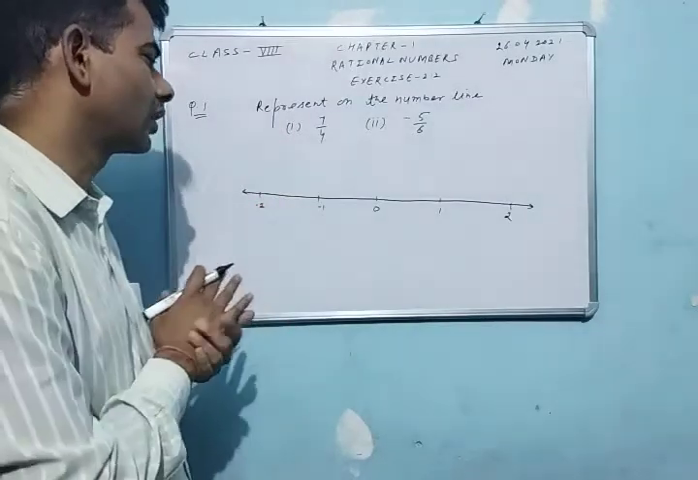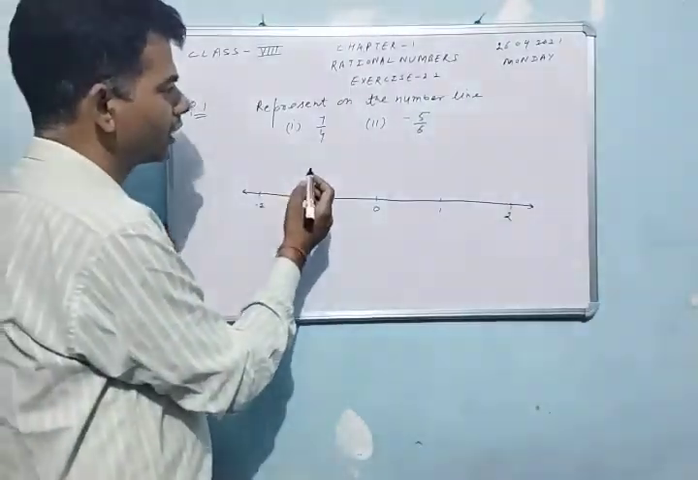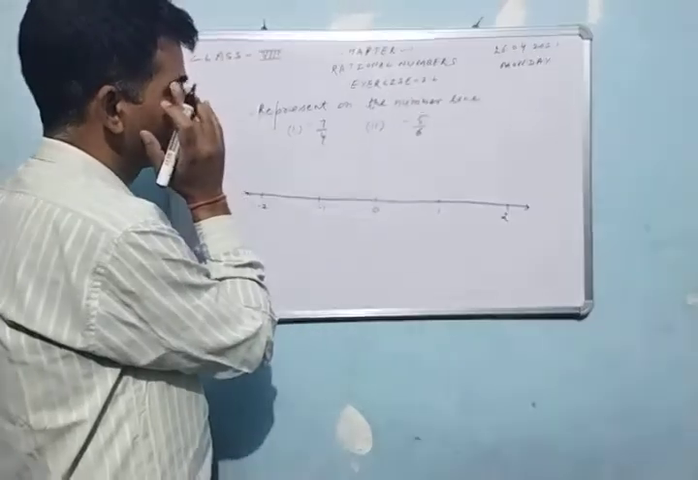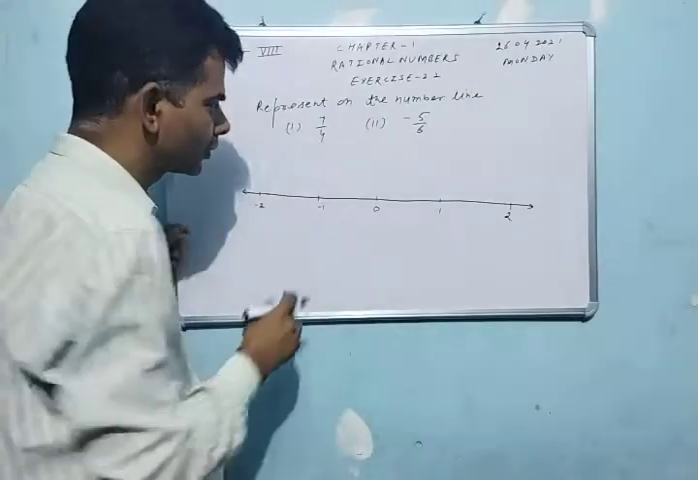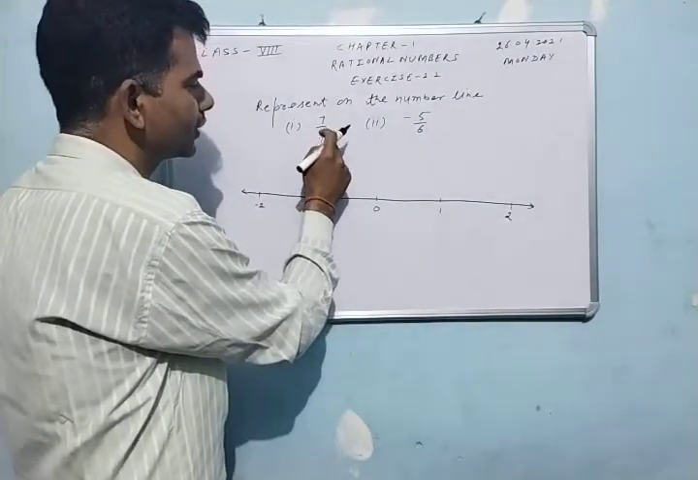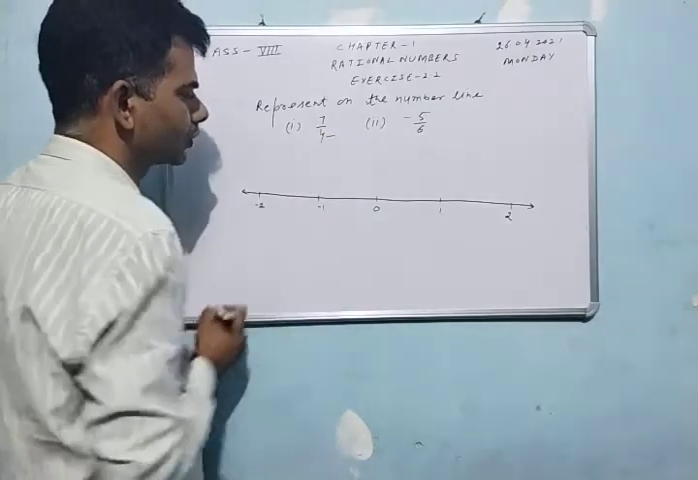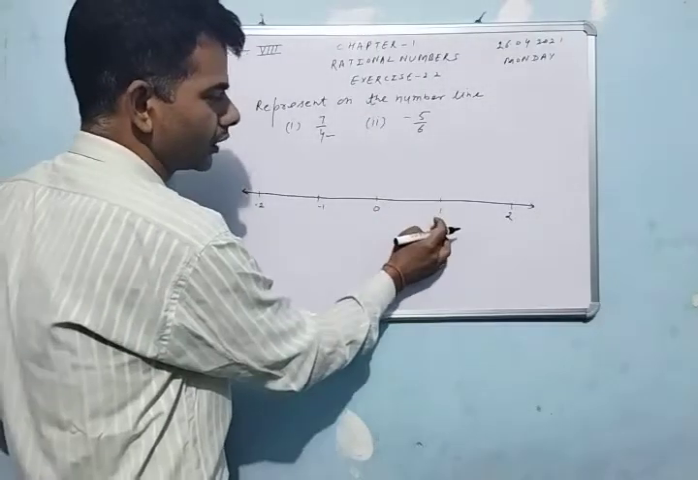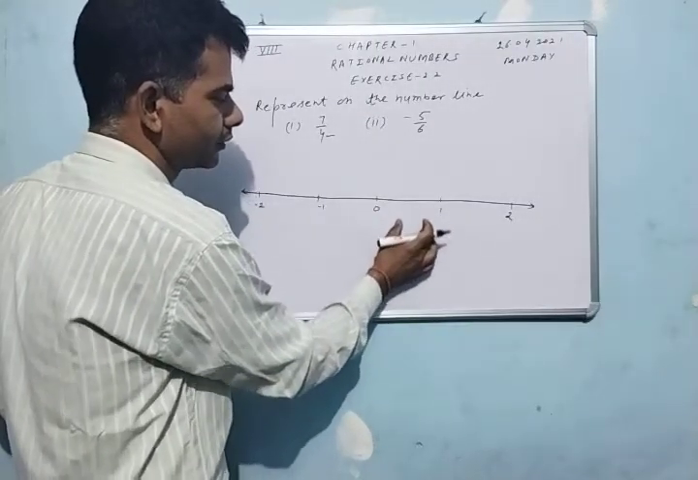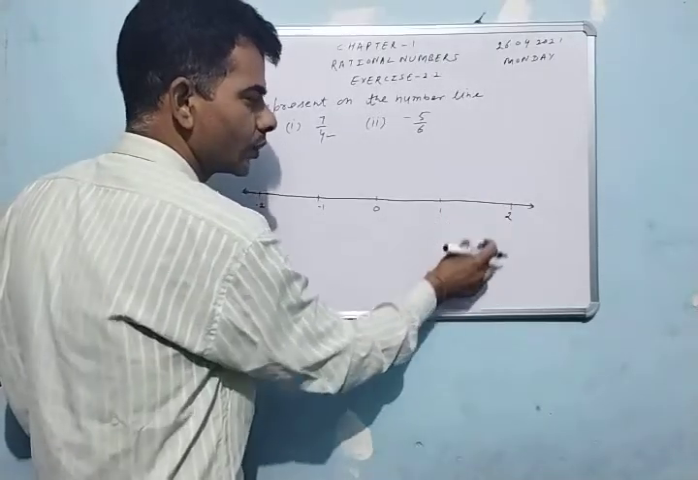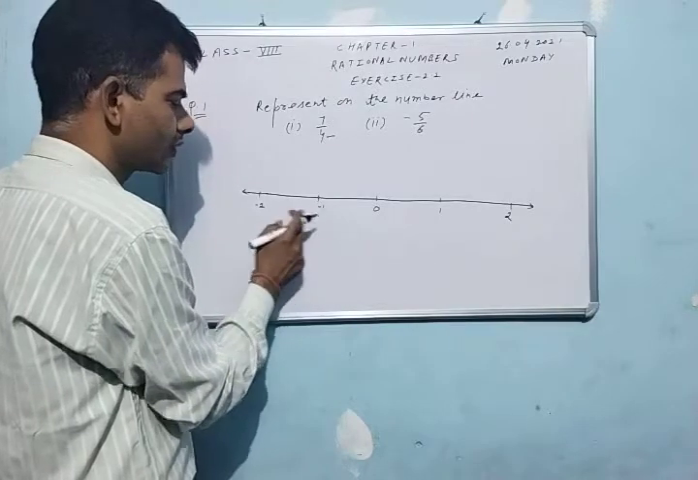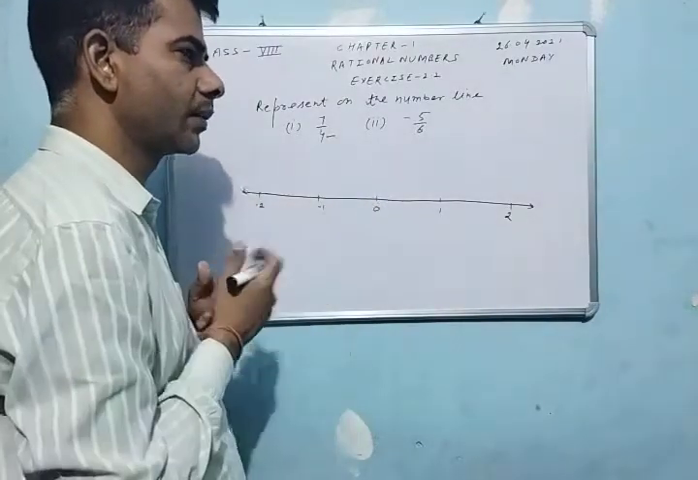Now students, we will discuss how we can represent 7/4 on the number line. In 7/4, 7 is the numerator and 4 is the denominator. Now if the denominator is 4, we will divide 0 to 1 into 4 equal parts, 1 to 2 also into 4 equal parts, 0 to -1 also into 4 equal parts, and -1 to -2 also into 4 equal parts.